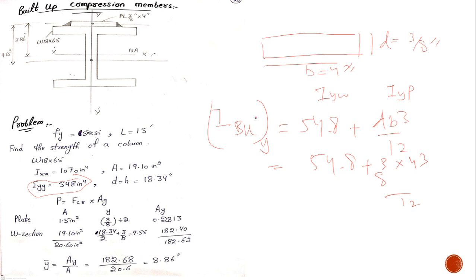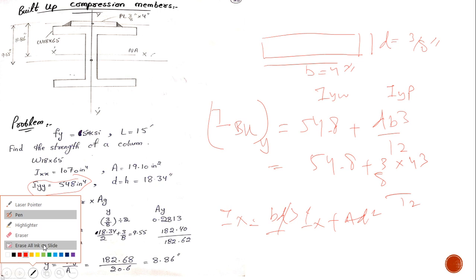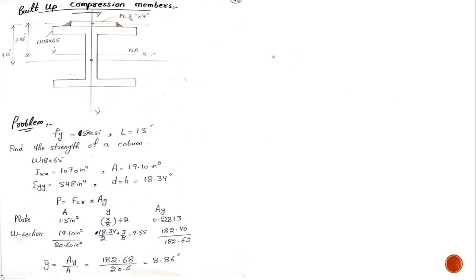So why have I simply added them up, and not used the very famous formula BD cubed by 12 or Ixx plus AD squared? Because there is symmetry along the y-axis. The symmetry along the y-axis has simplified the problem. A plate is attached, this is y, and to the left is half plate and half W section, and to the right is half plate and half W section. That's why there is symmetry along the y-axis. So I've just added them up.